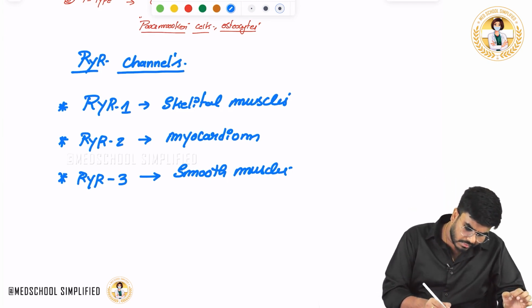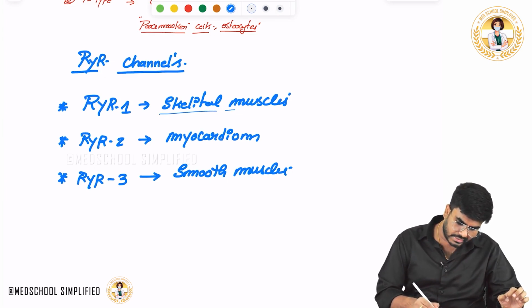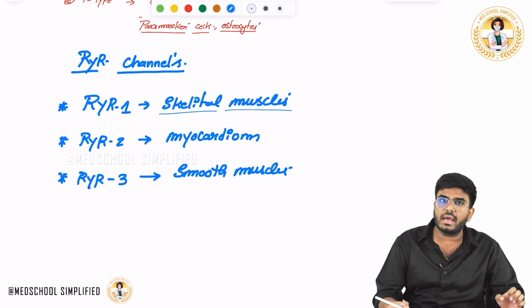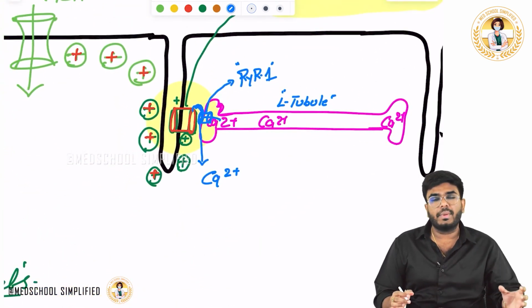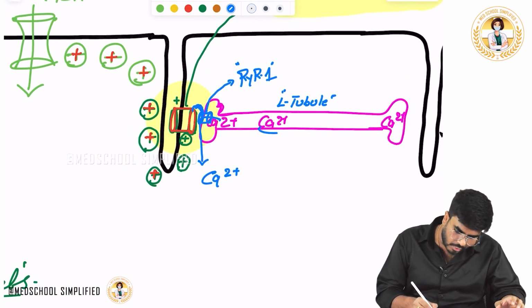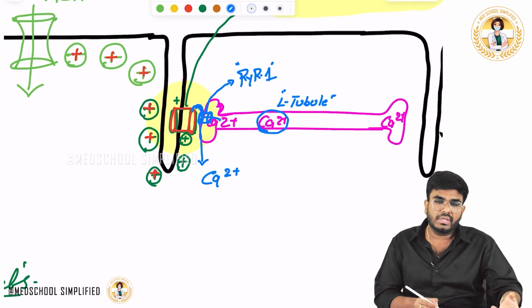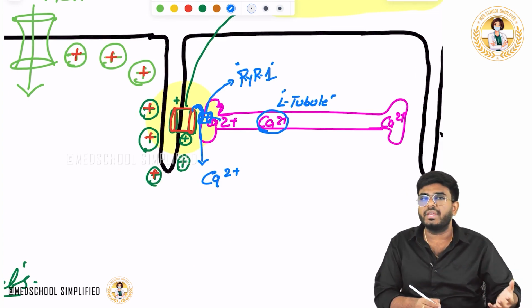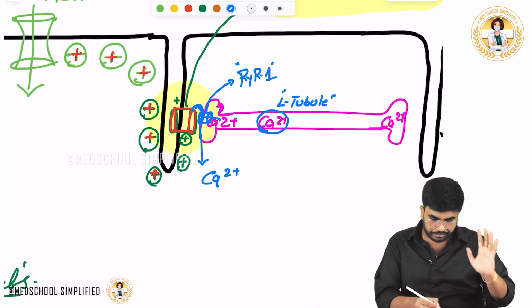Now what else you should know for your exam: on the skeletal muscles, which type of ryanodine calcium channel is present? RYR type 1. These RYR channels will be opened mechanically with the help of DHPR channels. So the calcium present in the sarcoplasmic reticulum is going to come out into the cytoplasm, and that calcium will help in muscle contraction, which we will discuss later.